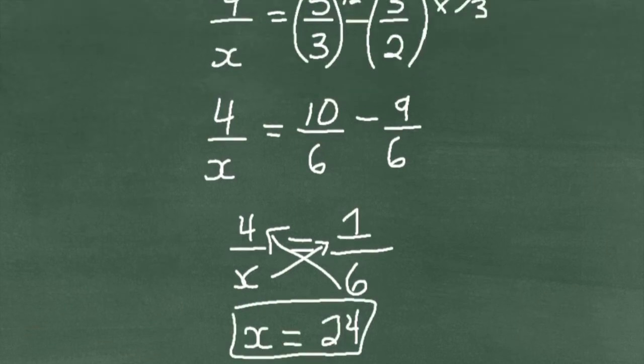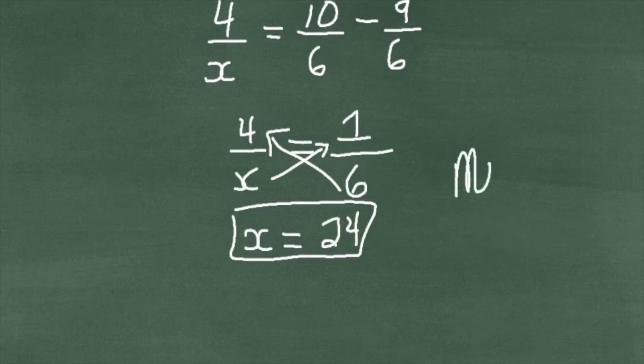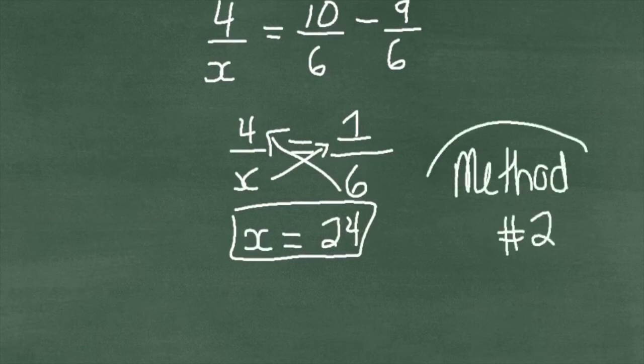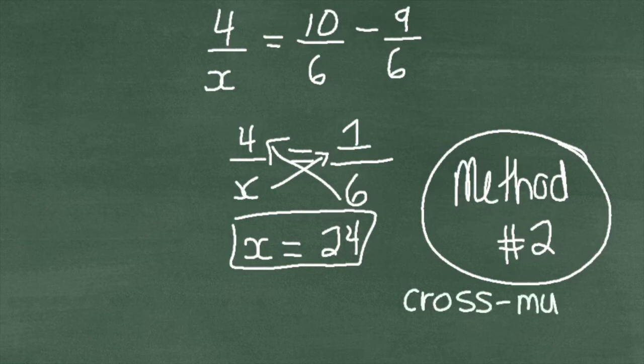So just to recap, if you have an x in the denominator, the only method you can do is method 2. That's the only method you can do when the x is in the denominator. And method 2 was cross multiply, just to remind you.